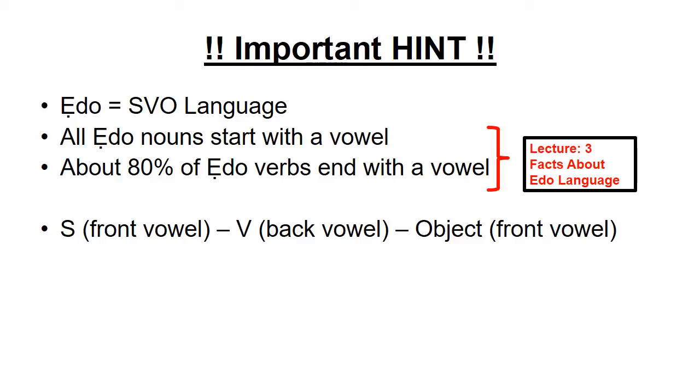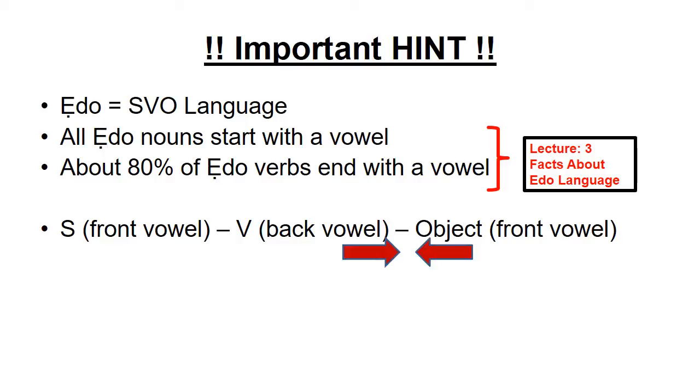So now we have this structure SVO, the subject, verb, object, in regular sentences. The subject, which is a noun, has a front vowel, so the first sound of that word is a vowel. And then we have the verb, which ends with a vowel. So we're looking at the 80% now, okay? Even the ones that end with a nasal N or a regular N are followed by a vowel, but we are not looking at that now. Let's look at the one that really ends with a vowel. And then that verb is followed by an object, which is also a noun and starts with a vowel.